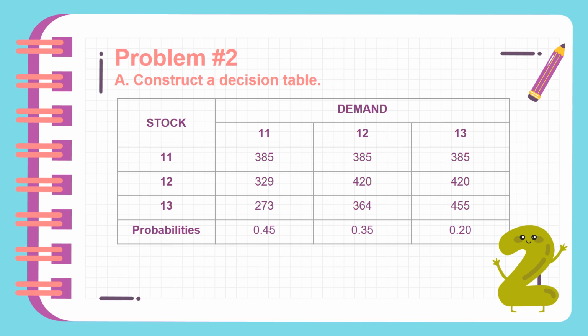And then for the stock 13, there is a demand of 11, and there are two stocks that have been discarded, since there is only a demand of 11.